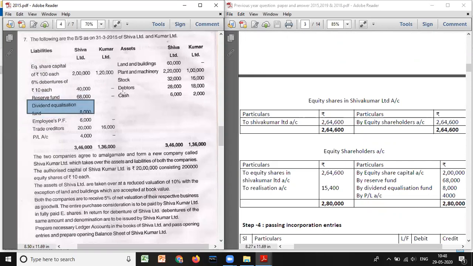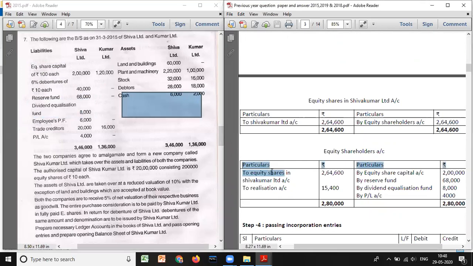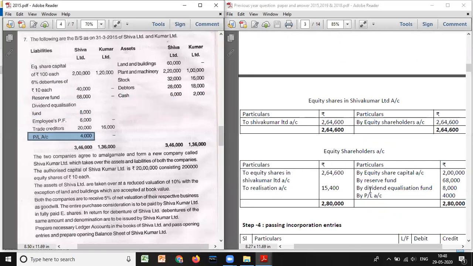And suppose if you are having any fictitious asset in the asset side, then you have to bring it to the debit side of equity shareholders account. So here we don't have any fictitious asset. And next we have P&L account. P&L account is also a reserve. You need to write it on the credit side of equity shareholders account. And you have to look at each and every account now.